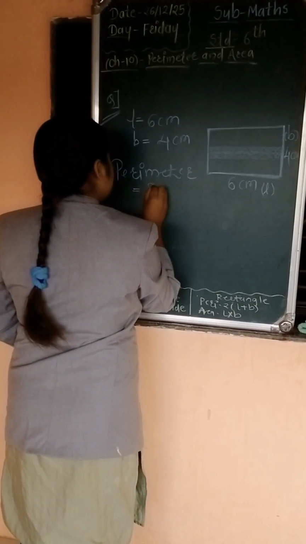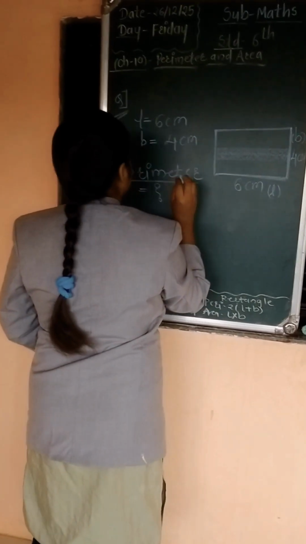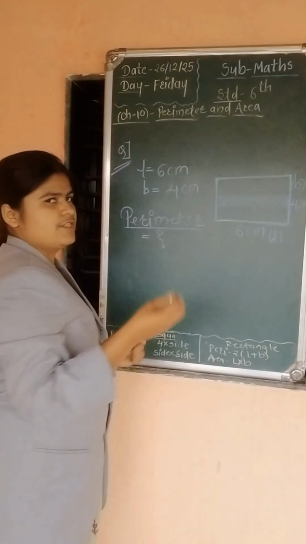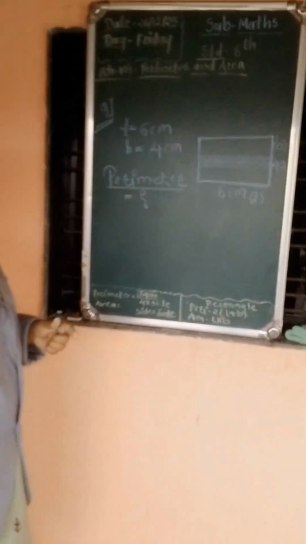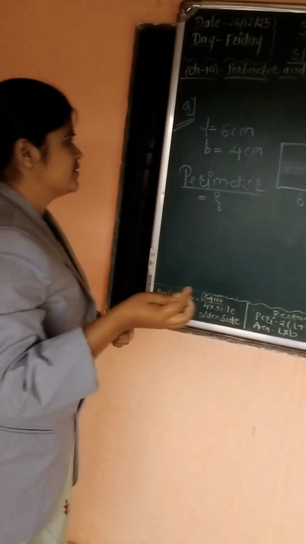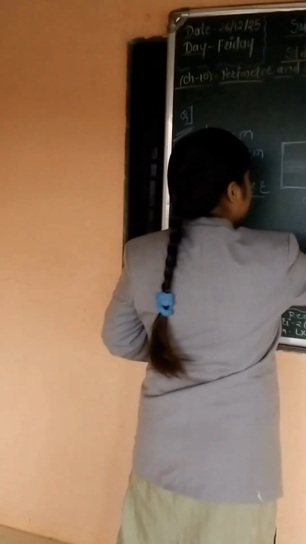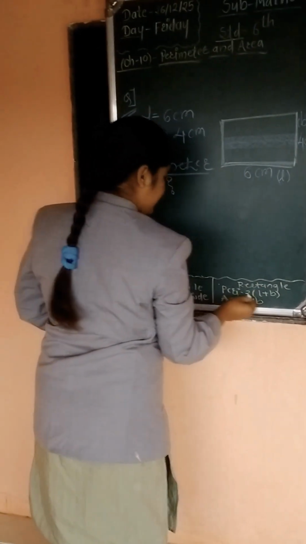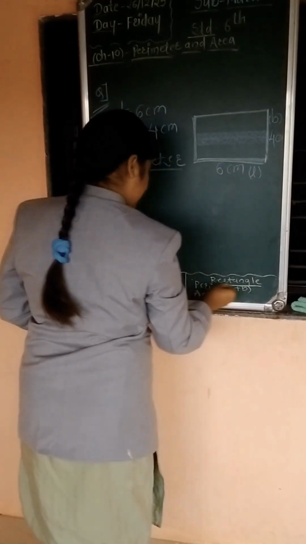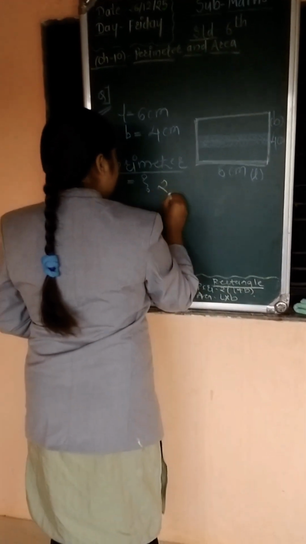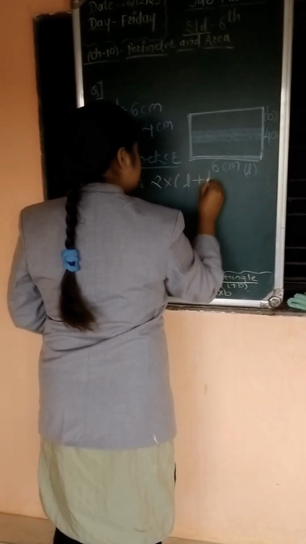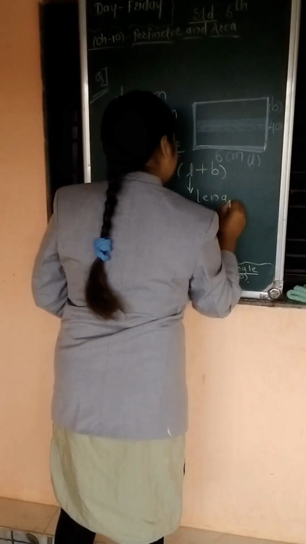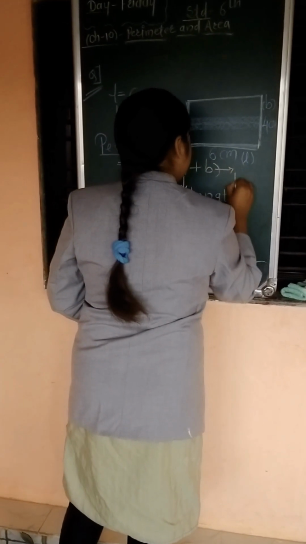Okay, so what do we have to find? We have to find the perimeter. So first of all, what do we have to do? We have to observe the shape of the playground or the thing which we have to solve. The shape of this playground is a rectangle. So we have the formula for the perimeter of the rectangle, and that is 2 into (L plus B). Here L denotes the length and B denotes the breadth.